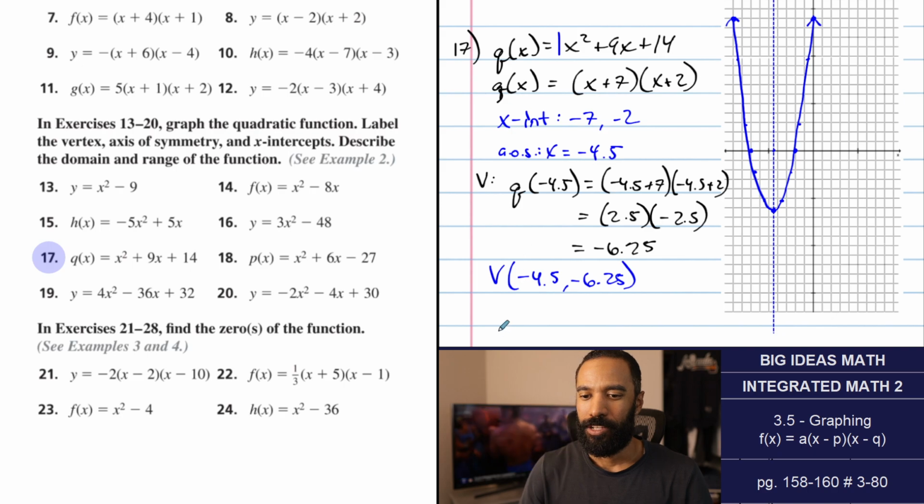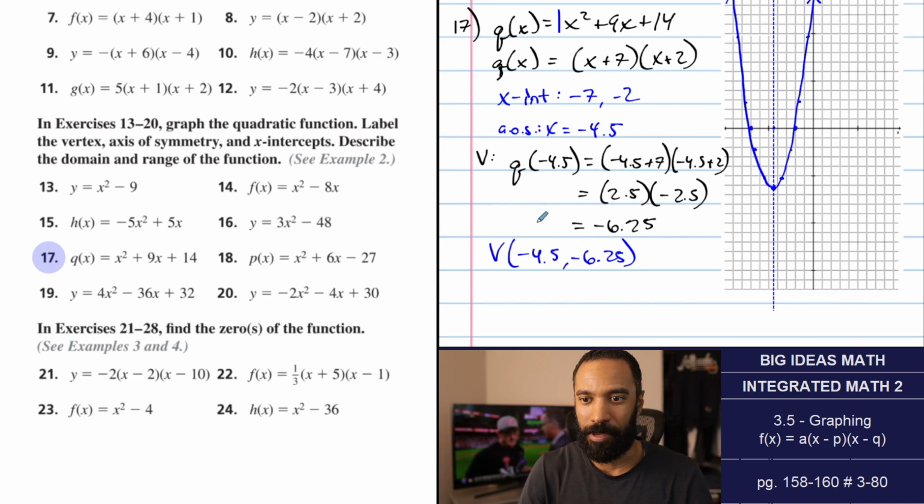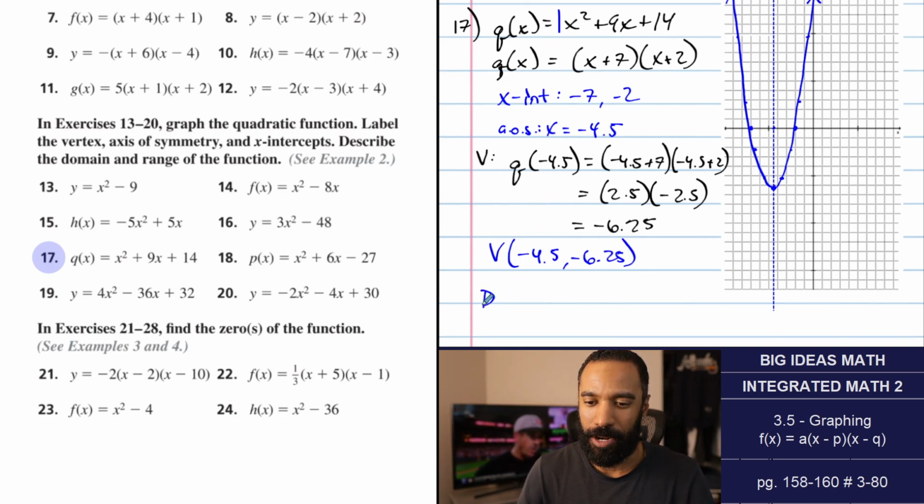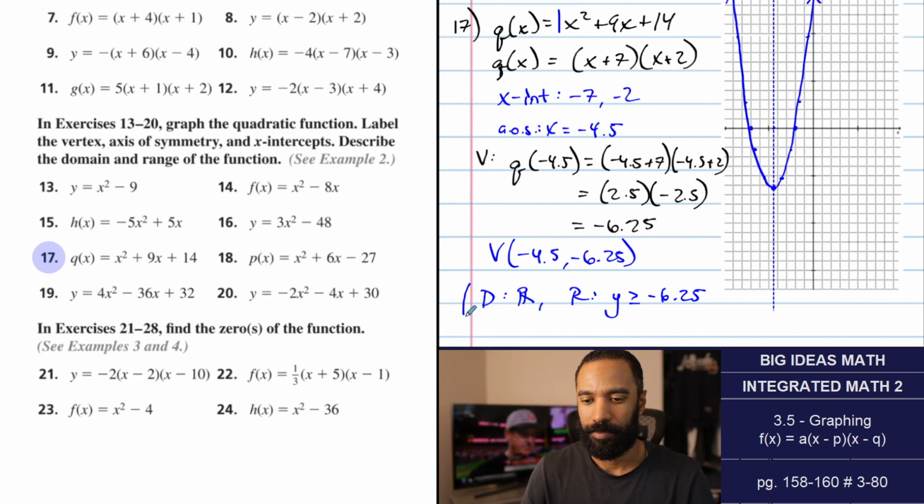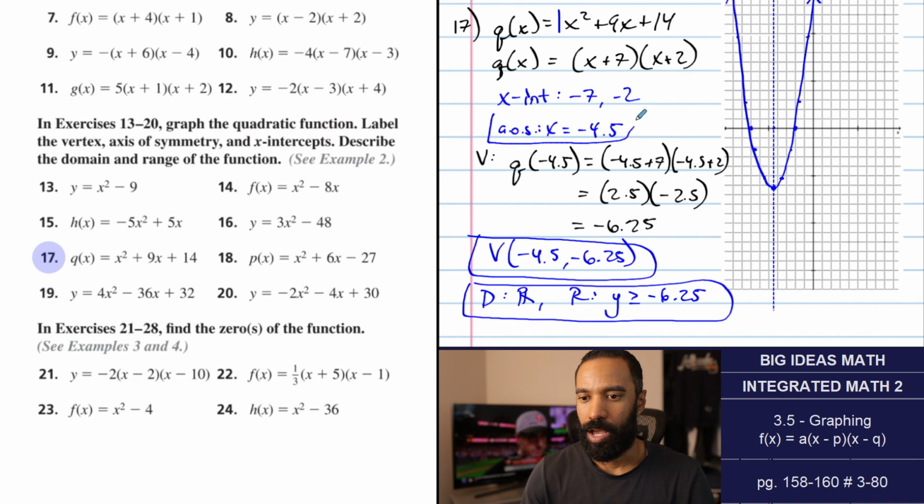All right. Domain. See, I haven't forgot domain and range yet, have I? Domain, all real numbers. Range, y is greater than or equal to negative 6.25. Okay.